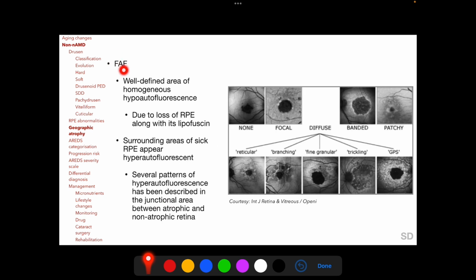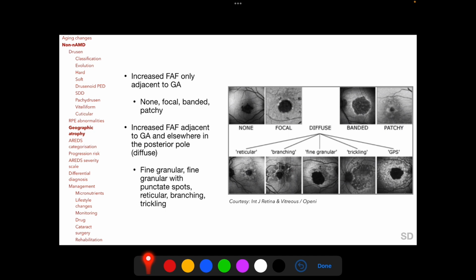Fundus autofluorescence imaging of geographic atrophy is important, and geographic atrophy appears as a well-defined area of homogeneous hypoautofluorescence, as seen here in this clinical photograph, due to loss of RPE along with its lipofuscin. The surrounding area of sick RPE may appear hyperautofluorescent as seen here, and several patterns of hyperautofluorescence have been described in the junctional area between atrophic and non-atrophic retina.